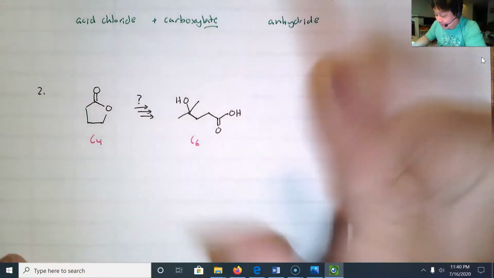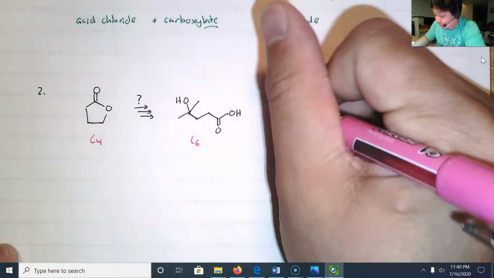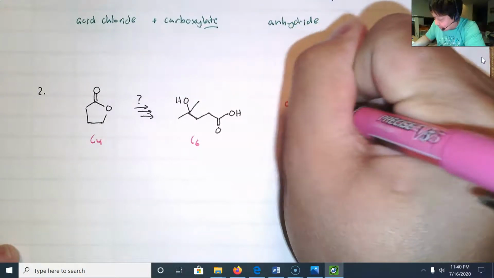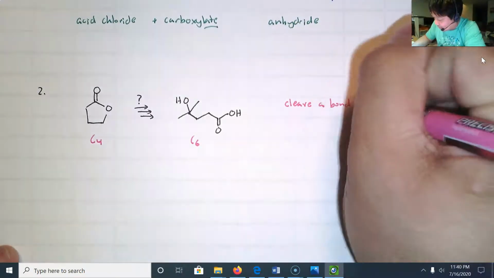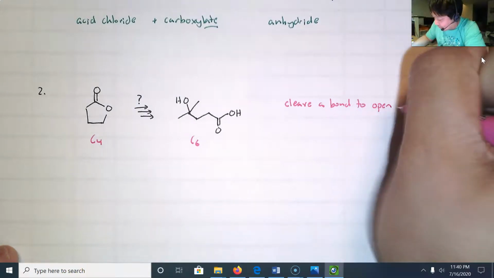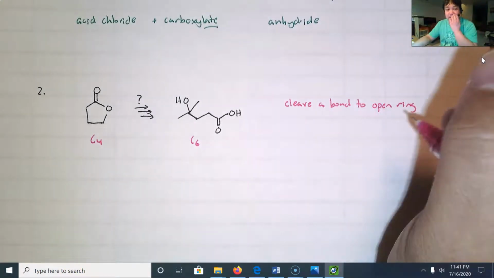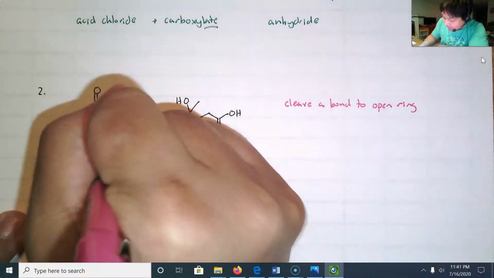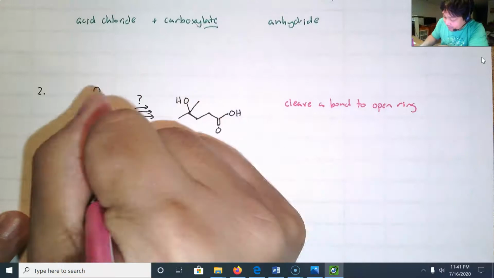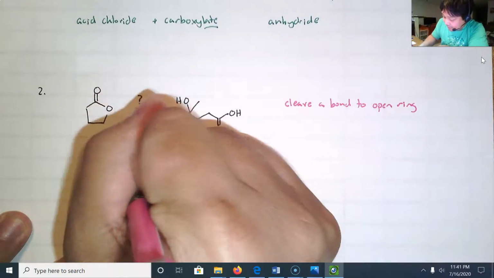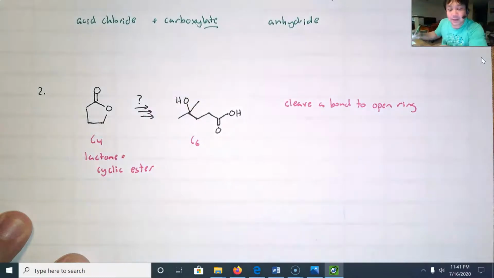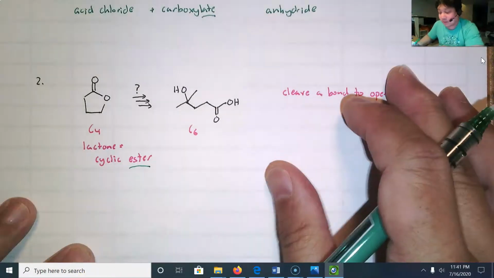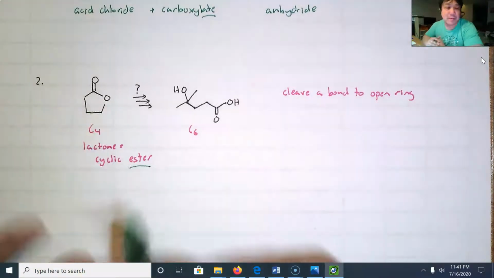What else I notice is that we broke the ring. So we had to cleave a bond to open the ring. This is called a lactone. A lactone is the same thing as a cyclic ester, a fancy name for it. I'm going to have to do some ester chemistry, ester reactions. There are a couple of ways that I know how to open this.